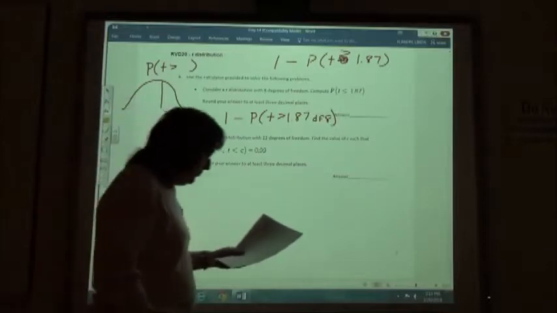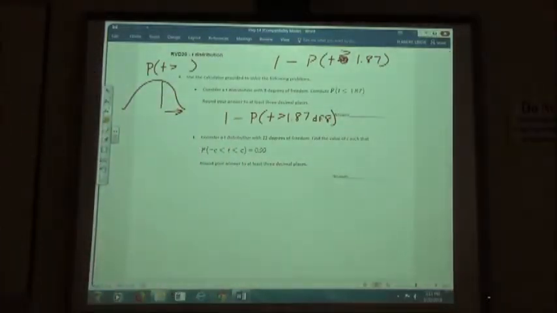0.049. That doesn't sound right. Well, clear that out for me. So 1 minus, and the P of T, yep, that's the one, of 1.87. And the degree of freedom is supposed to be 8. That looks better. I don't know what happened before. 0.951.